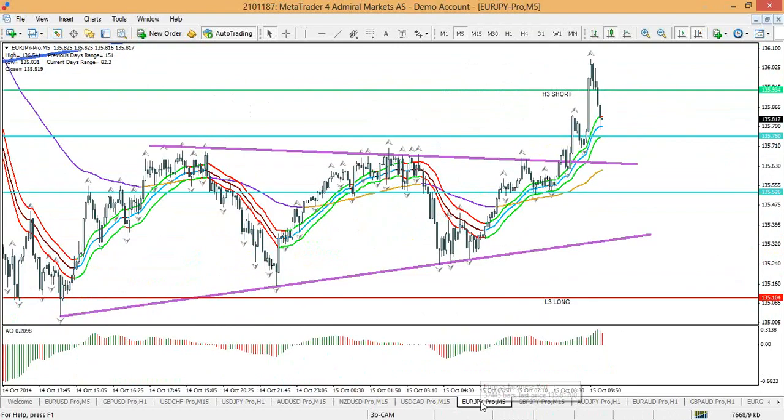The euro yen fell a bit more, so Daniel would have done not that bad at the moment, at least. Let's see how price reacts in this blue zone.